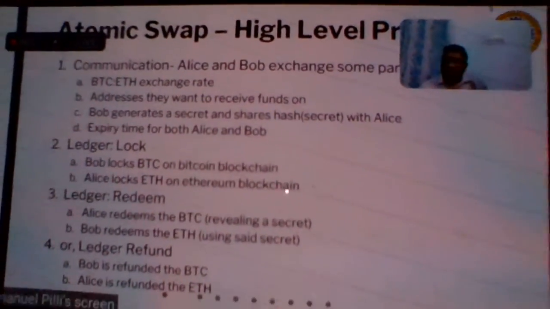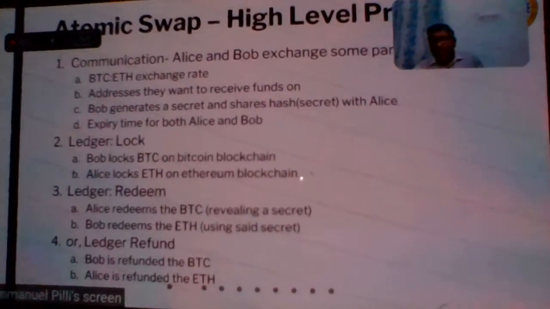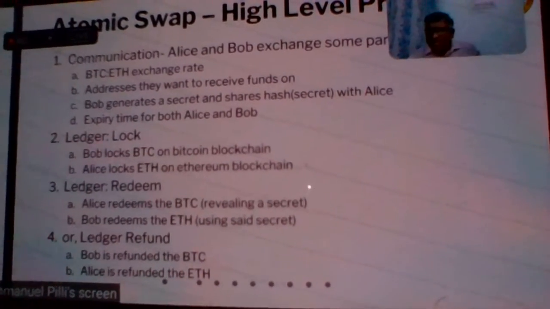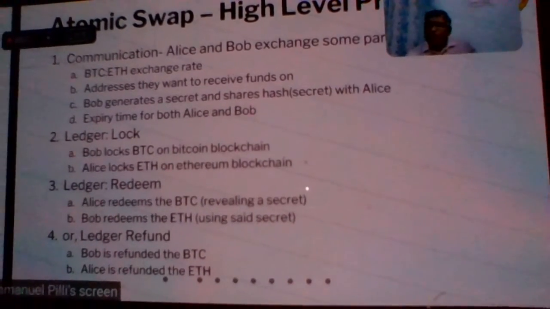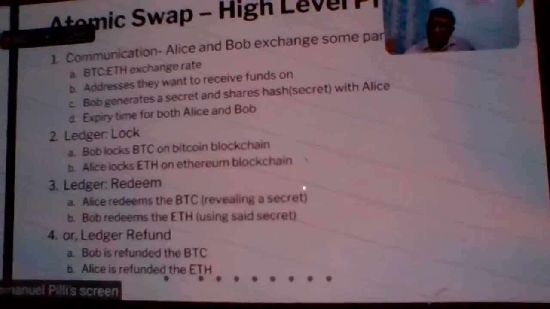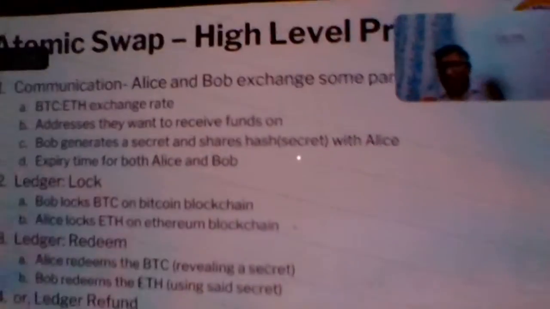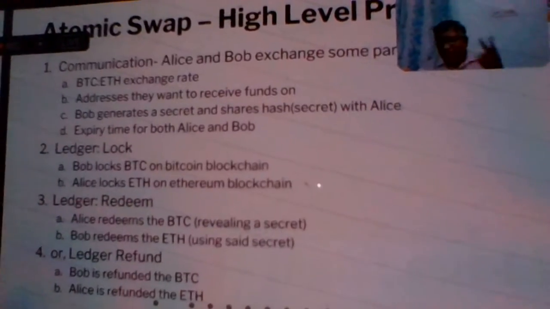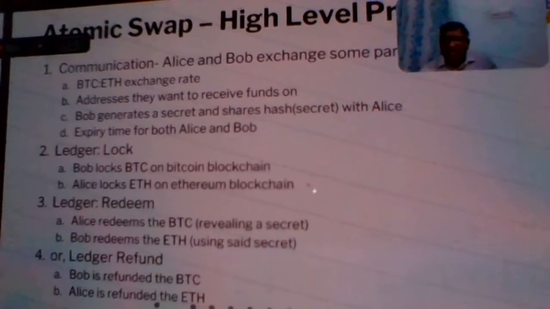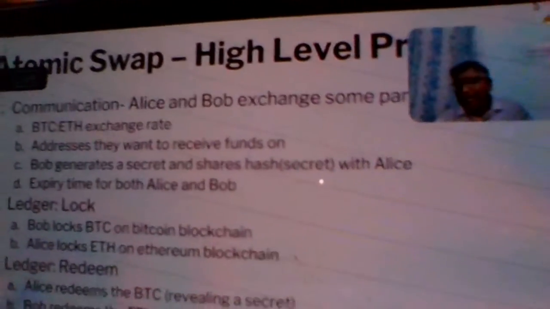They know that if I am giving so many Bitcoins, you are going to give me so many Ethereums. That is what they have. The addresses they want to receive funds on. I have a Bitcoin address, but I want to receive Ethers, so I have to give an Ether address. I have Ethers, but I want to receive Bitcoin, so I have to give a Bitcoin address. So the Bitcoin address and Ether address of both the parties are given. And there is a time agreement they try to keep.